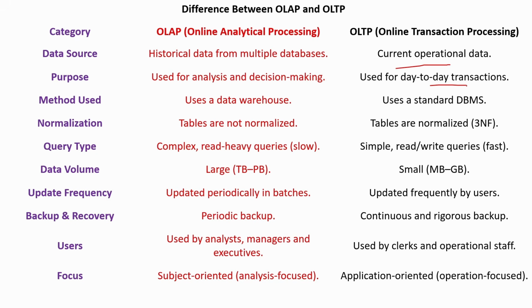If I talk about the data volume, as we know, an OLAP system stores all my historical data, so it makes sense that the data volume will be in terabytes or petabytes. But an OLTP system only has my recent data, which is useful for day-to-day transactions, so the size will be small compared to OLAP systems. If I talk about the update frequency, we update our OLAP systems periodically by using batch loading or even by running ETL processes.